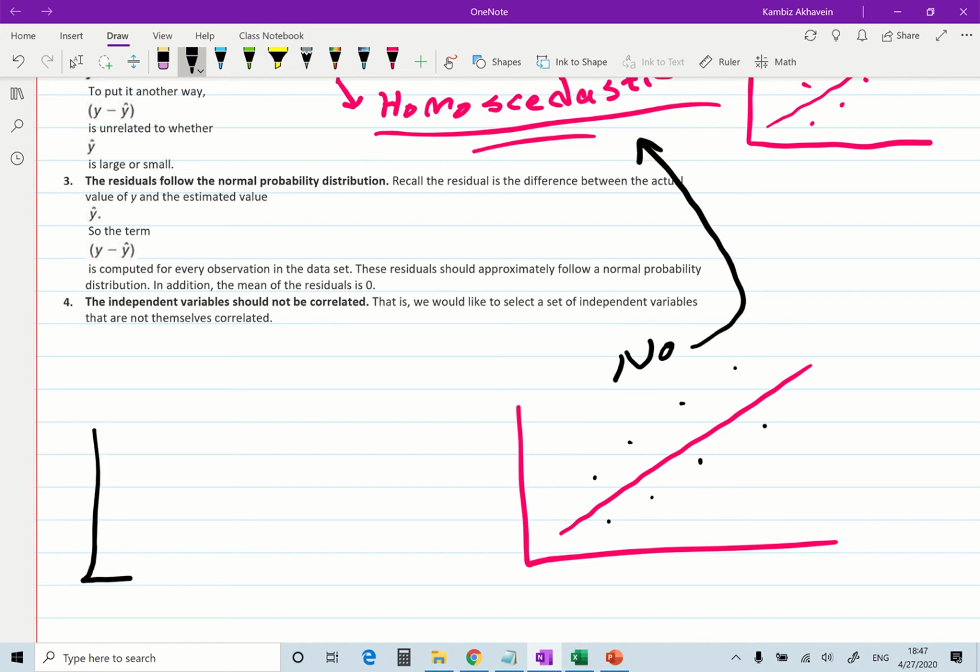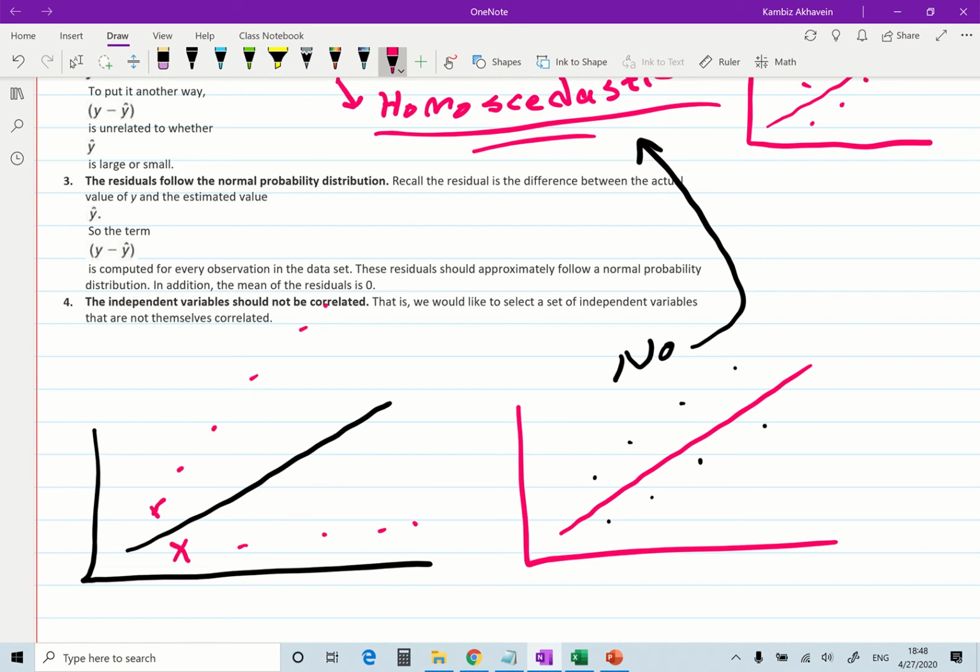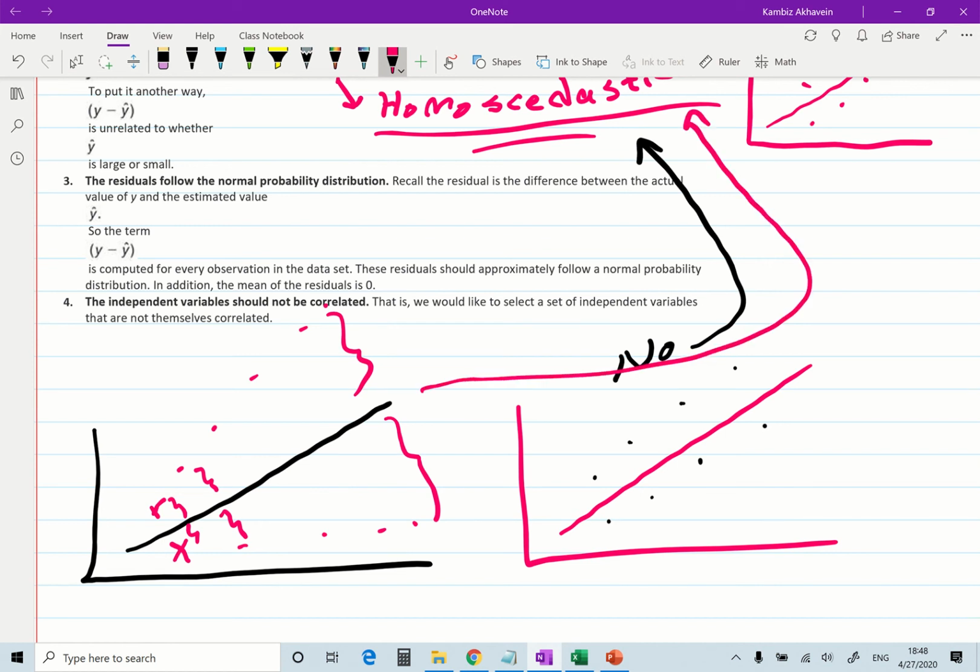But sometimes it happens that as x increases, the observations go like this. So for small values of x, my line can predict well, but for large values I have a large error. I don't want that. That's what homoscedasticity is about. How do I check that?